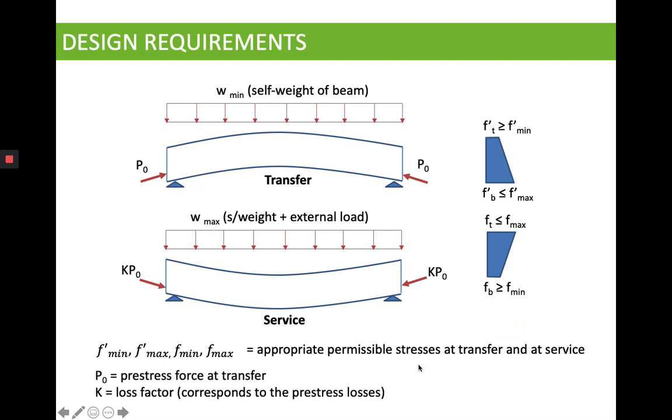We have P naught as the pre-stress force at transfer, and K is the loss factor, which corresponds to the pre-stress loss. From the stress block, we can see that we have the tensile stress acting on top when it is at transfer, and also acting at the bottom when it is at service, and we also have the compressive stress limits for the bottom and top parts of our structure. So this is an overview of what we were considering just now in view of the limits.